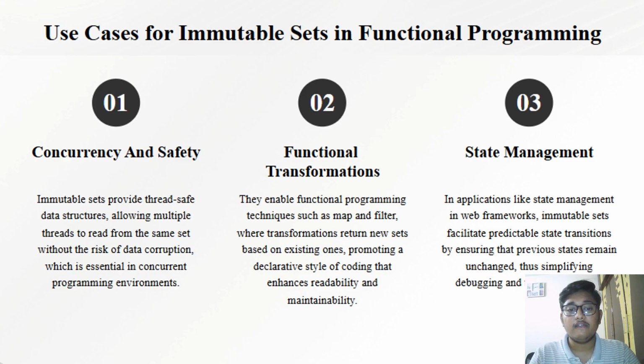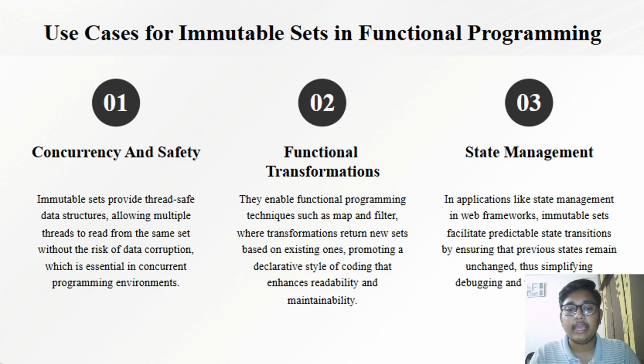Concurrency and safety, functional transformation, state management. Under concurrency and safety, immutable sets provide a thread-safe data structure, allowing multiple threads to read from the same set without risk of data corruption, which is essential in concurrent programming environments. Thread safety provides safety to the set that is original and initialized in the starting.